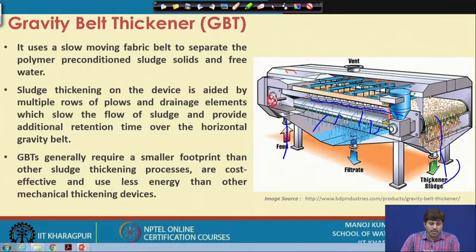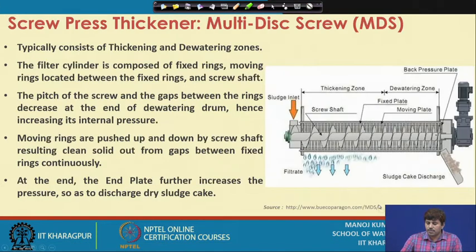Okay. So, GBTs generally require a smaller footprint than other sludge thickening processes, are cost effective, and use less energy than various other mechanical thickening devices. But of course, because it is a mechanized process, it still uses more energy than the traditional gravity thickeners.